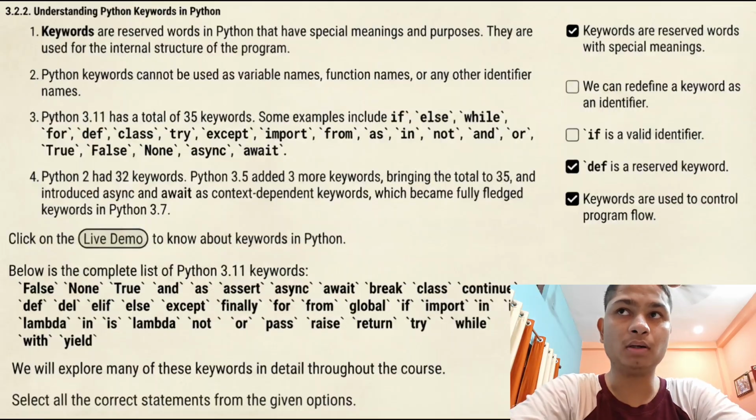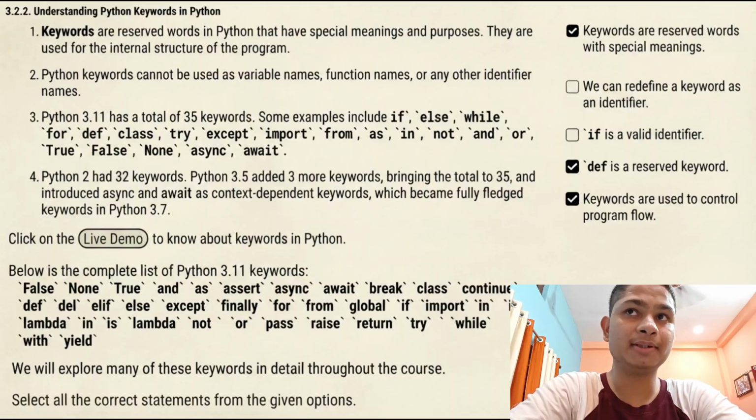Let's start the topic of Python keywords. Every programming language usually has a set of words known as keywords, which are predefined and reserved for the programming language, with special meaning and purpose as well. They are used for their intended purpose only. We cannot use a keyword as an identifier, a variable name, a function name, or any kind of identifying name.